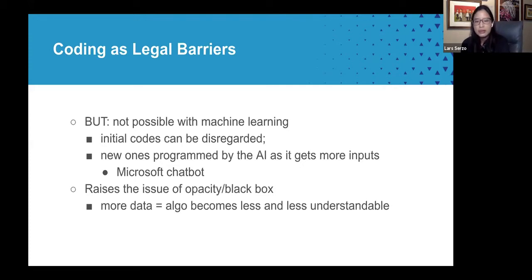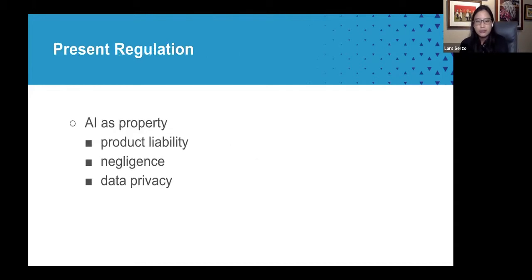So these issues must eventually be figured out if you want to build trust into the AI system. And I think right now where we're at really is we look at AI, as lawyers, as property. So the normal rules on product liability would attach on negligence and on data privacy.